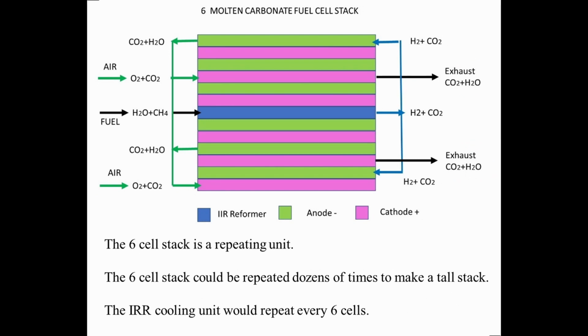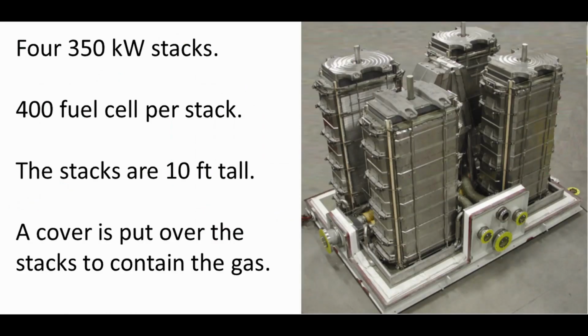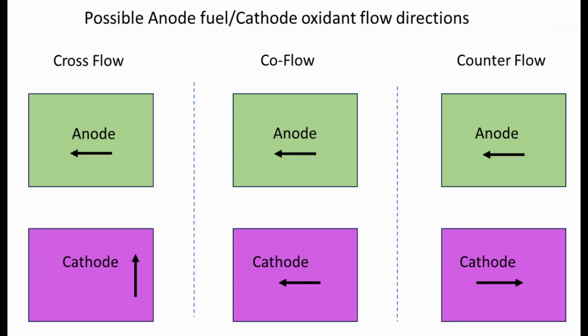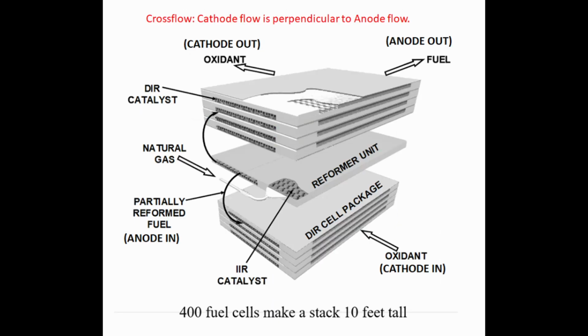The 6 fuel cell stack shown on the figure is a repeating unit. This IIR reformer-centered unit is repeated a dozen times to build an MCFC fuel cell stack, hundreds of fuel cells tall. The fuel and air can flow through the anode and cathode in cross-flow, co-flow, or counterflow configurations. Cross-flow is the most common flow pattern. Cross-flow is where the air in the cathode flows in a direction perpendicular to the fuel flow in the anode.